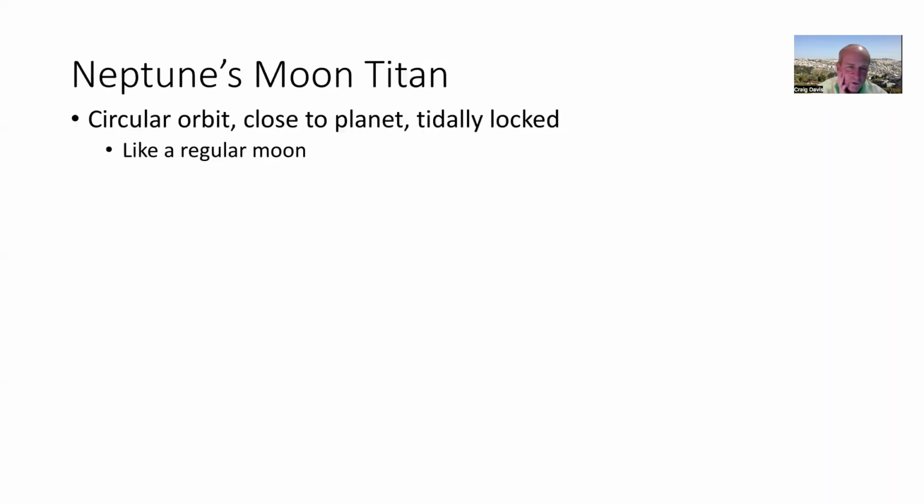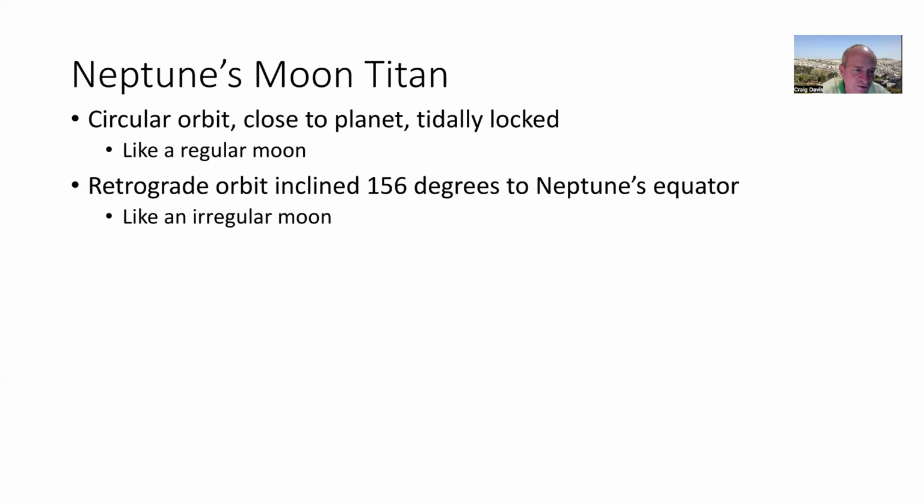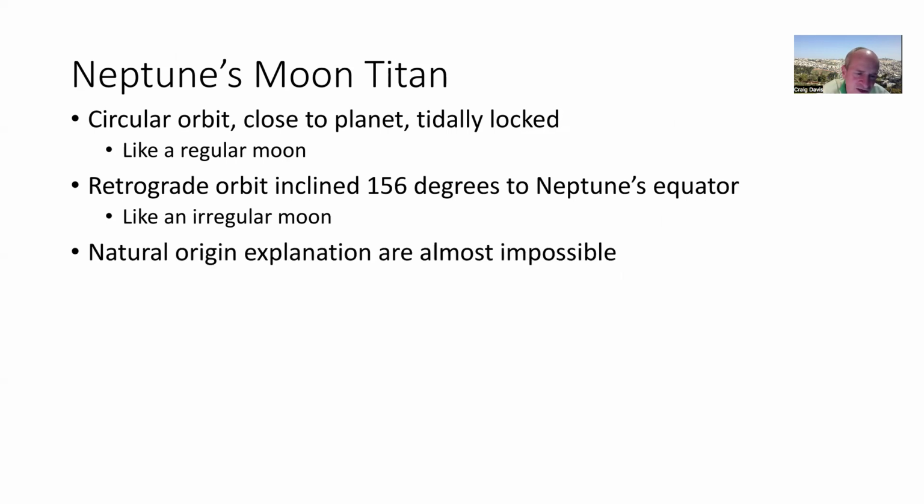To say a few more words about Triton, it has a circular orbit close to the planet and it's tidally locked like a regular moon. However, its orbit is retrograde, in other words, it goes completely the wrong way, inclined 156 degrees to Neptune's equator. So it is totally going the wrong way. So that's like an irregular moon. Now try to explain that in any kind of natural origin explanation. It's almost impossible to do so.